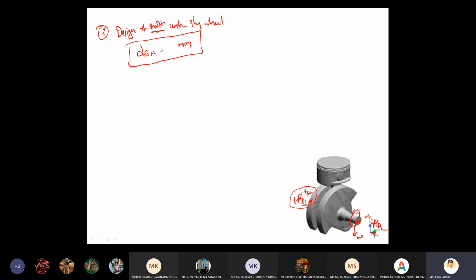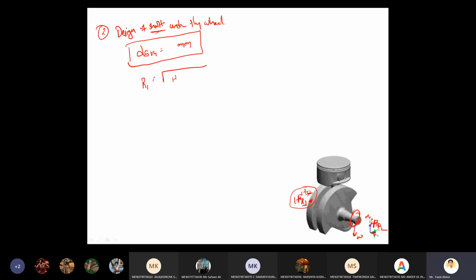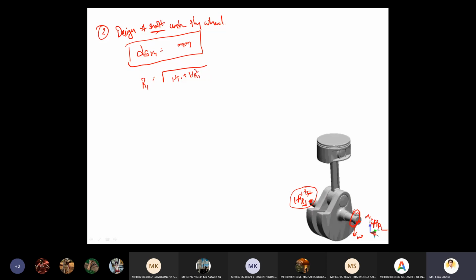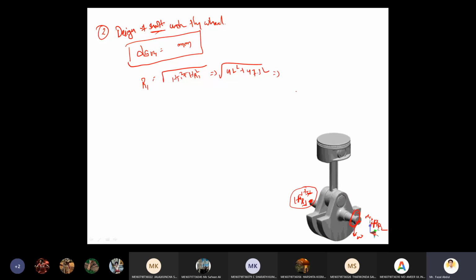Now what is the resultant force here? R1, that is square root of HT1 square plus HR1 square. HR1, HT1 we already calculated, that is 42 square plus 47.3 square. So how much is this one? 42 square plus 47.3 square, 63.3 kilonewtons.